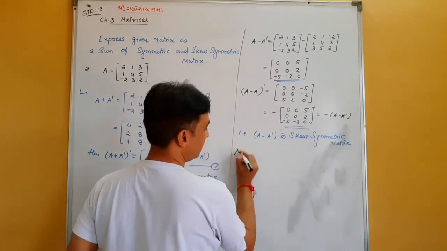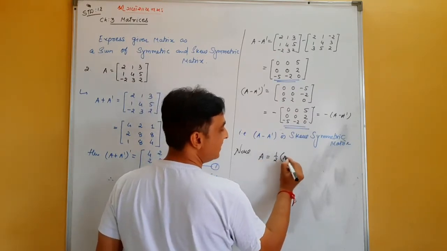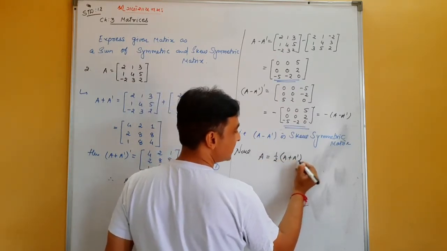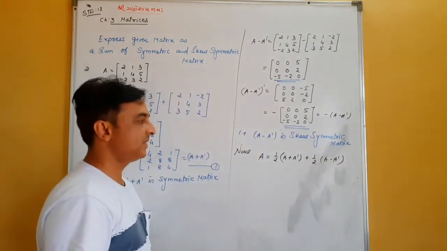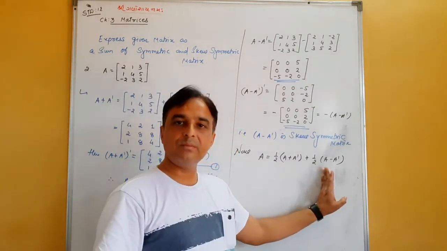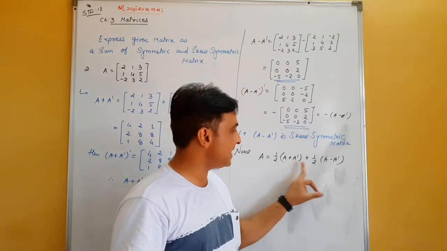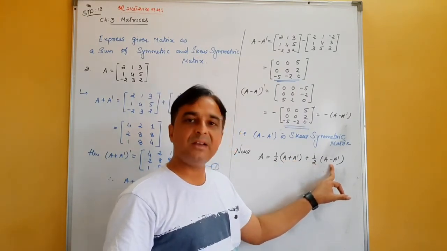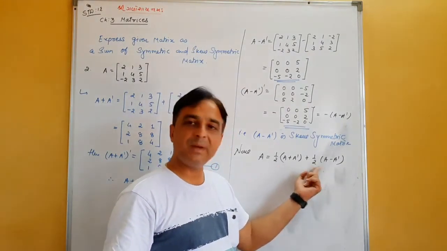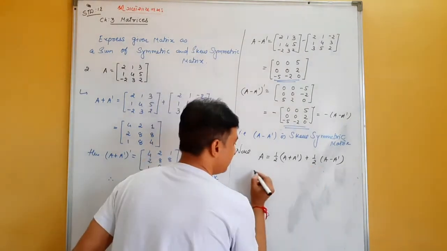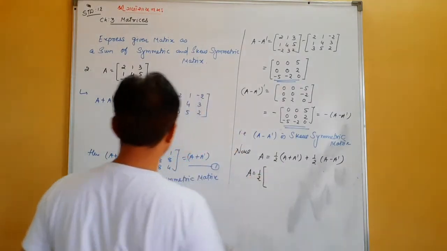Now, what is A? You can write directly A = 1/2 (A plus A dash) plus 1/2 (A minus A dash). If you multiply 1/2 in both brackets, 1/2 A plus 1/2 A dash, 1/2 A minus 1/2 A dash. That means A dash will cancel, and 1/2 A plus 1/2 A will be A. So now, what is A? 1/2 (A plus A dash).